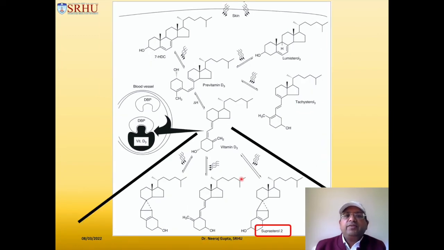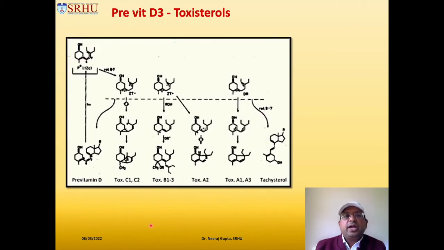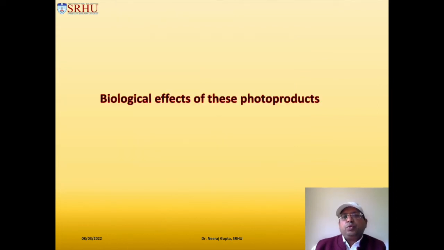In addition, pre-vitamin D3 can also be converted to various suprasterols and also to 5,6-trans vitamin D3. And pre-vitamin D3 can be converted to toxisterols. These myriad photoproducts produced during sunlight exposure have other biological effects such as regulating epidermal cell growth and reducing the risk of skin cancer.